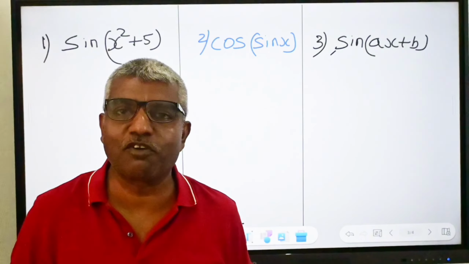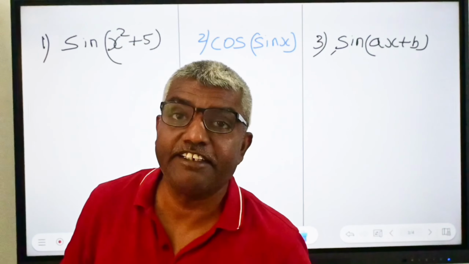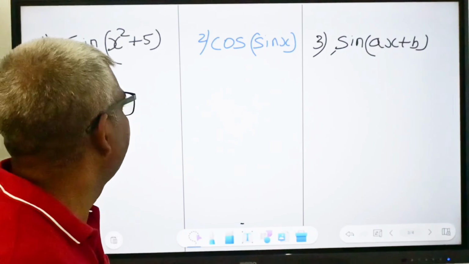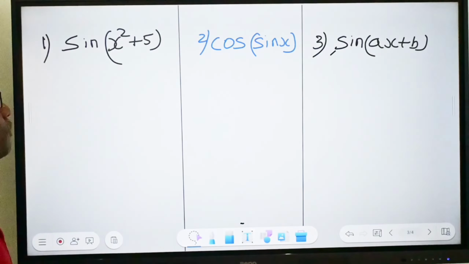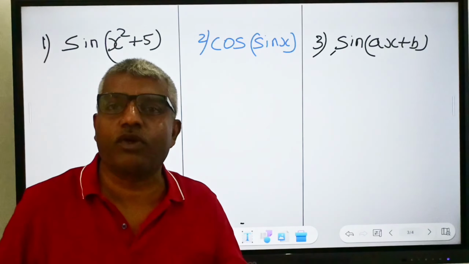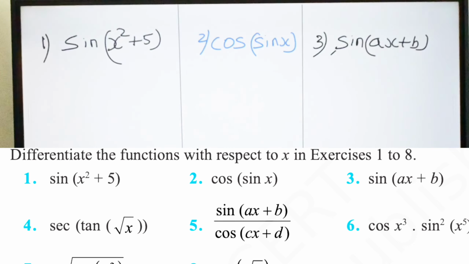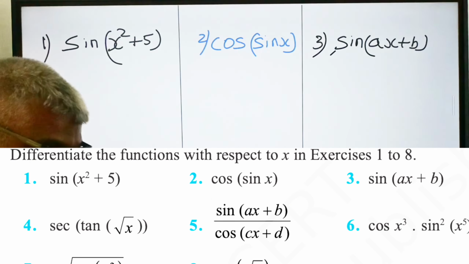In this lesson we are going to see CBSE grade 12 exercise 5.2 questions 1 to 5. Look at question number 1: sin of (x squared plus 5). Differentiate the sin(x squared plus 5) function with respect to x.